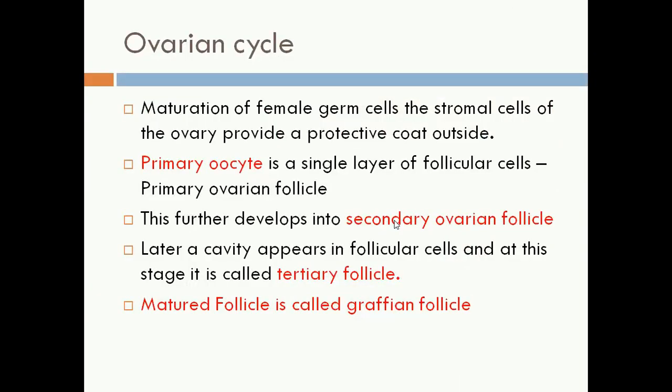So first, let's talk about the ovarian cycle. How the ovum is formed and how it is taken from the ovary to the ampulla of the fallopian tube for fertilization. Carefully listen. First, the maturation of the female germ cells happens, okay, and the stromal cells of the ovary will provide a protective outer coat outside the female germ cells. Now, the female germ cells are nothing but the primary follicular cells present within the ovary. When are these follicular cells formed? It is formed when the female child is in the uterus itself, in the mother's womb.